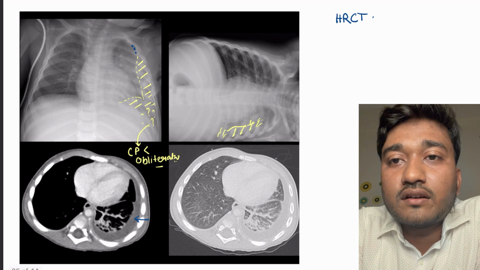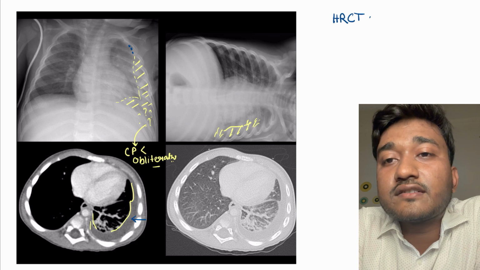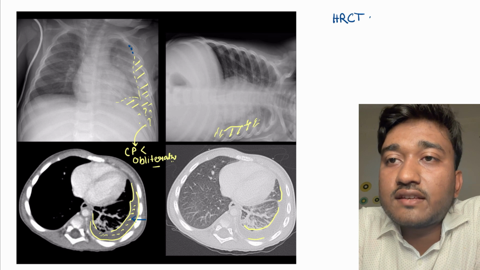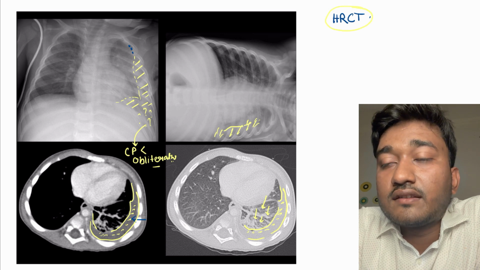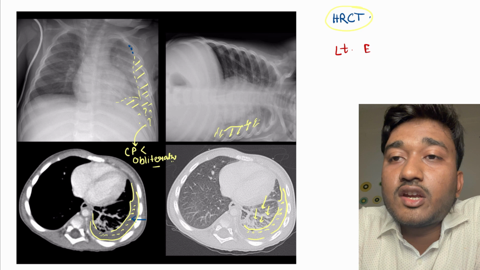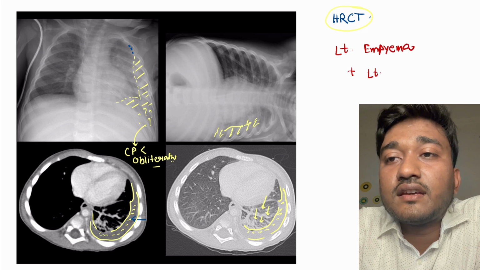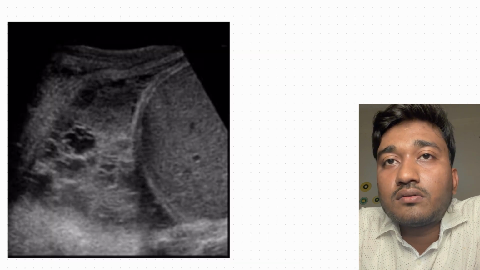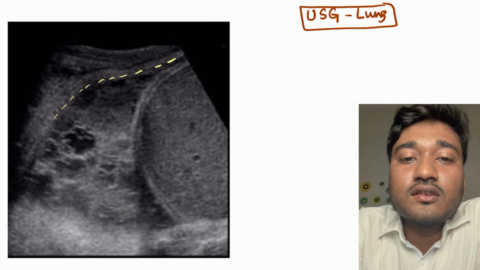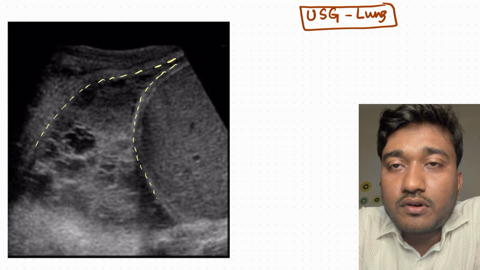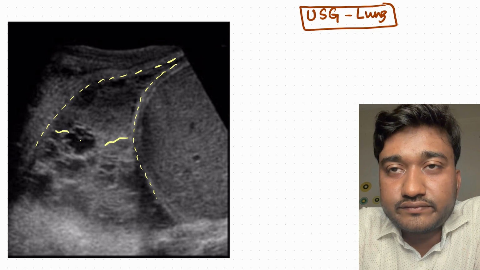So this is empyema. In the HRCT, you can see in the mediastinal window, between the visceral and the parietal pleura, there is a collection, and in the lung window as well, between the visceral and parietal pleura, there is a collection. This is empyema, and there is also left-sided pneumonia present. You can see a few air bronchogram signs as well as a few consolidations. Now what is this? This is a USG of the lung. Between the visceral pleura and the parietal pleura, you can see a widening or gap.